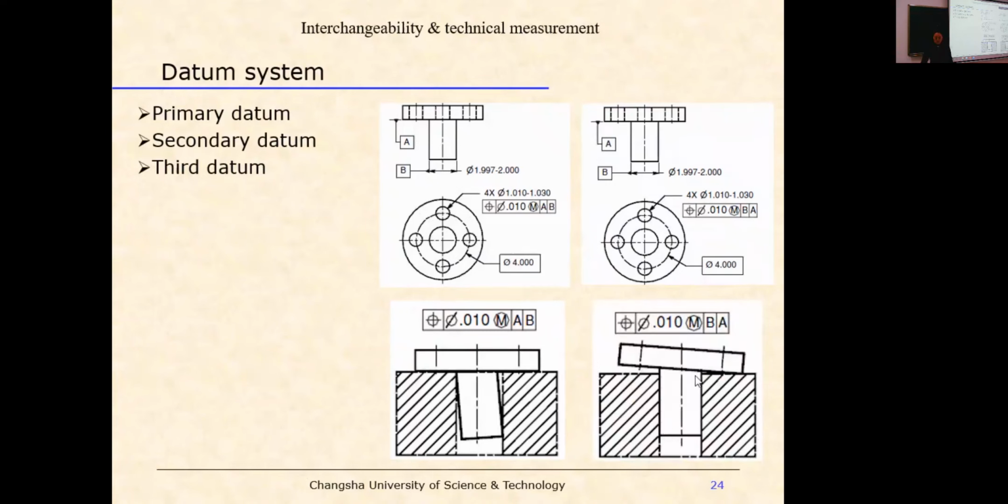But we show this one. This one is the position, and this B and A. B is this one. This means this line is perpendicular. This A is the surface. So this line is parallel to this surface.